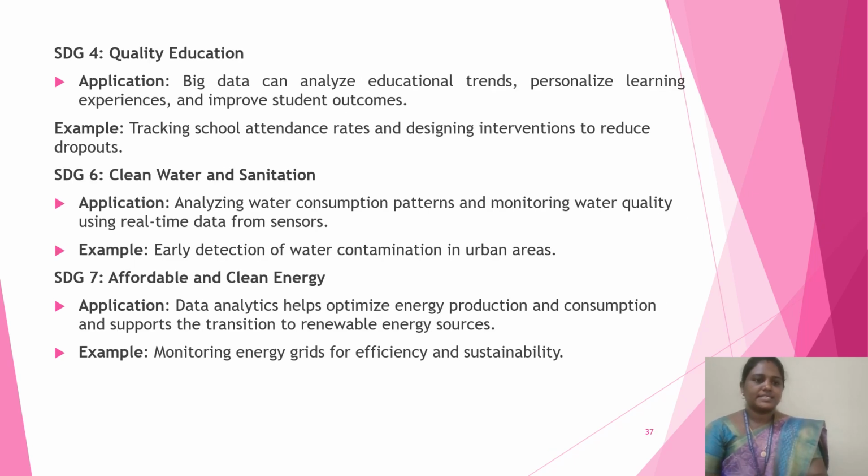Another one is SDG 4, to provide quality education. You need to track school attendance rates and design interventions to reduce dropout. Then SDG 6 is clean water and sanitation, with early detection of water contamination in urban areas. You need to analyze water consumption patterns and monitor water quality using real-time data from sensors. Then SDG 7, affordable and clean energy. You need to monitor energy grid efficiency and sustainability by analyzing the data. It helps optimize energy production and consumption and supports the transition to renewable energy sources.